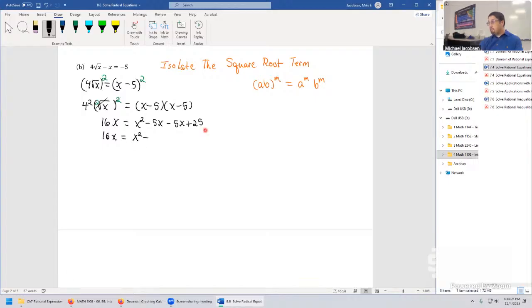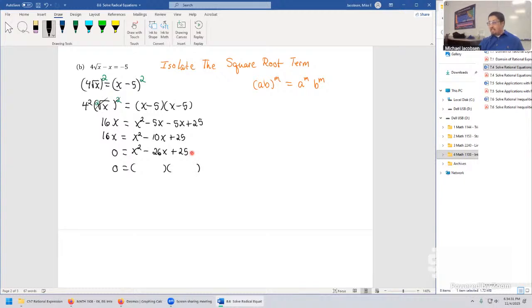16x is x squared minus 10x plus 25. Subtract 16x from both sides, and 0 equals x squared minus 26x plus 25. We now want to use a zero product property, which means factor that polynomial that we see here.